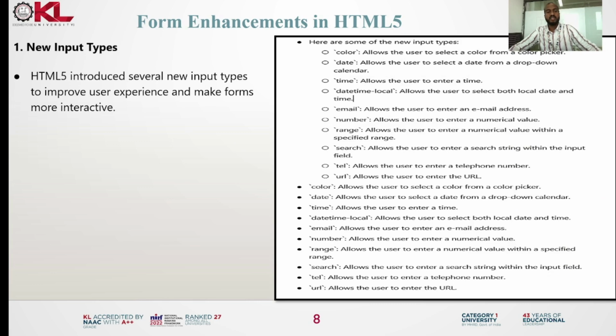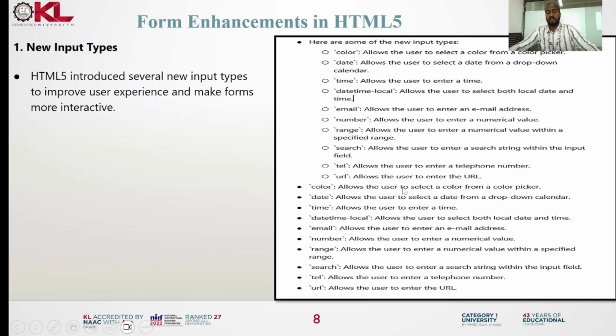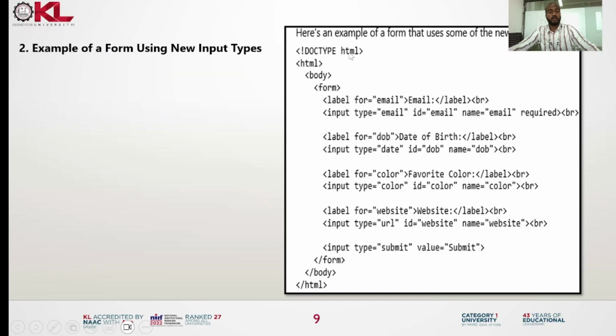So here you see there are so many input types under form. Like if I want to take the date, a number, a range or a color, email, whatnot, everything. If I want to add a URL or a telephone number, search option, everything we can make use of, right? Now I'll give you an example for all of this.